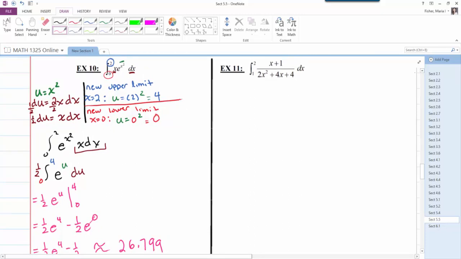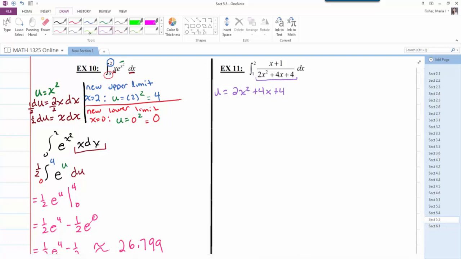Let's look at number 11. Again, the first thing I want to do is I need to figure out what u should be. Well, since 2x squared plus 4x plus 4 is in the denominator, I'm going to let u equal my 2x squared plus 4x plus 4.